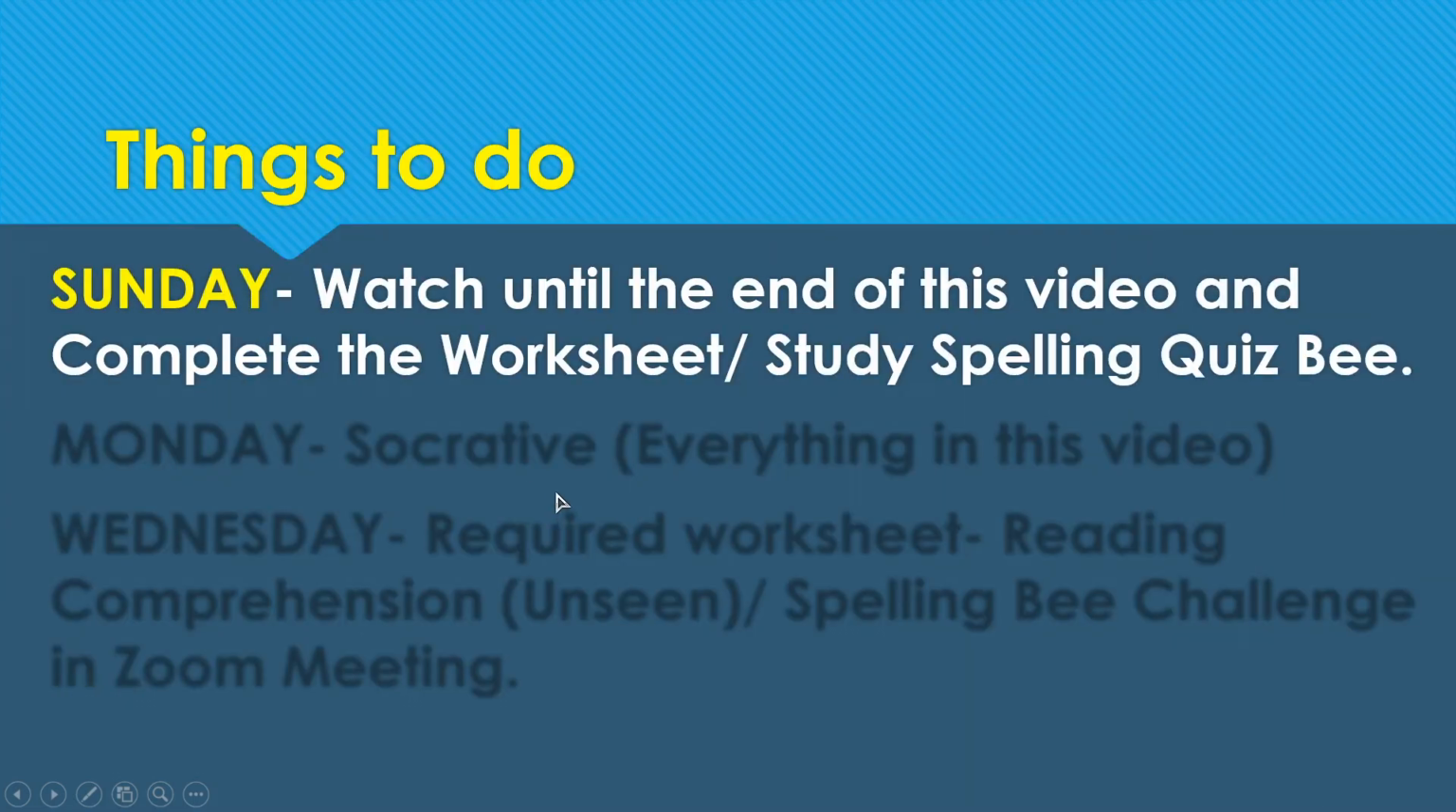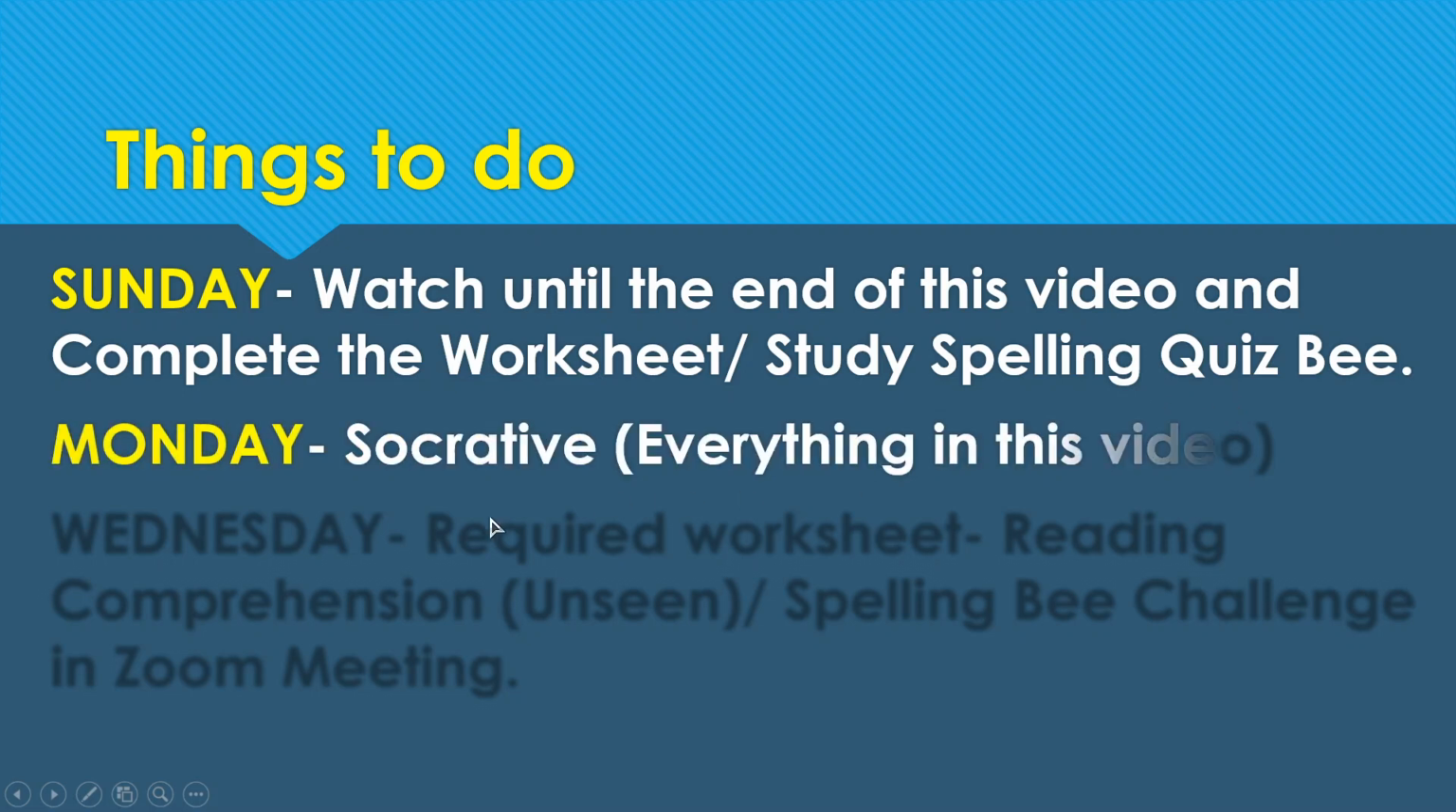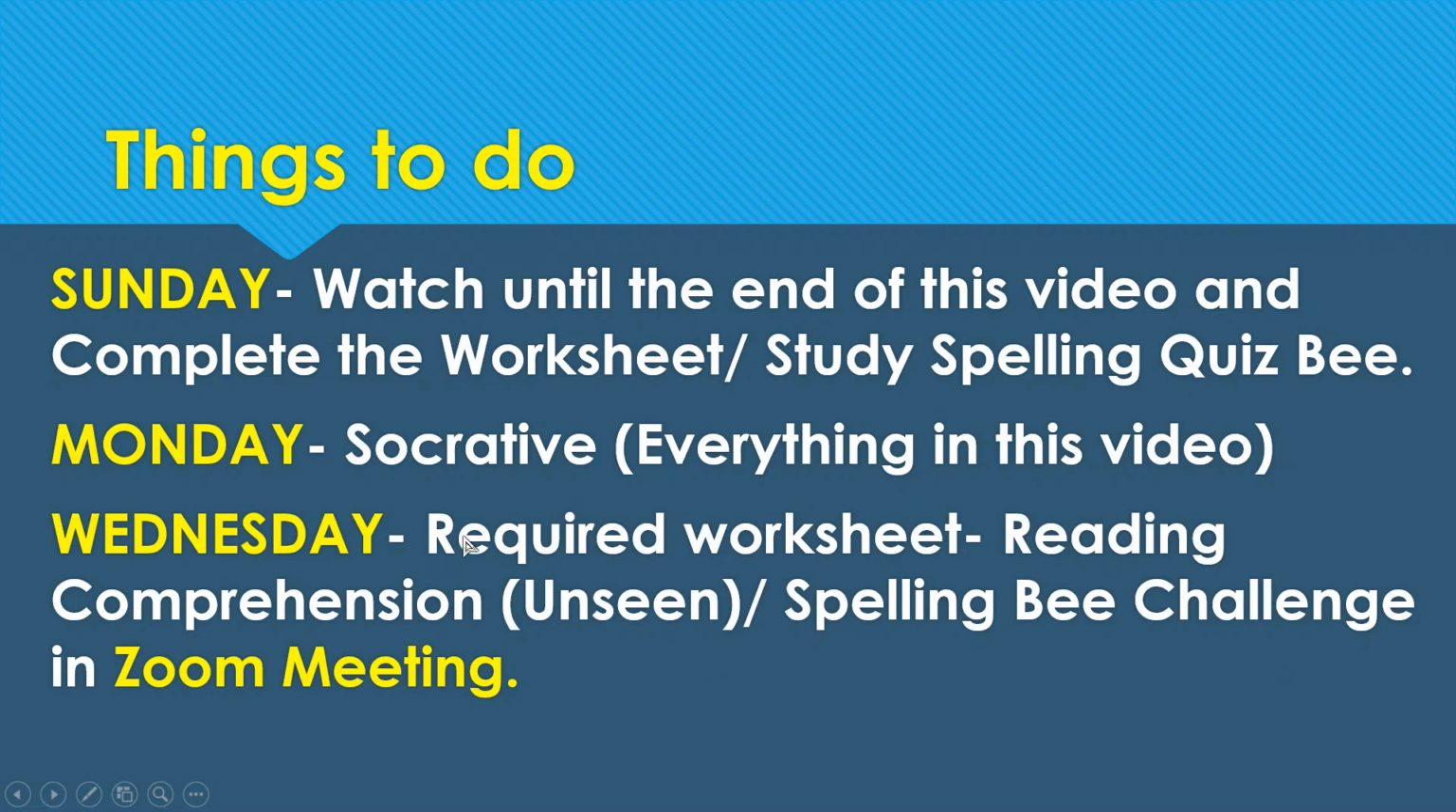For today, Sunday, you're going to watch until the end of this video patiently, and you're going to complete the worksheet that I attached in your Class Dojo, and finally you're going to study some spelling activities, some spelling list for the spelling challenge for Wednesday. For tomorrow, Monday, you're going to do the Socrative, and the Socrative will cover everything in this video. And finally, on Wednesday, you will do the required worksheet, reading comprehension number 2, and if you are interested to compete for the spelling challenge, you're going to meet me in a Zoom meeting and do the spelling bee challenge.